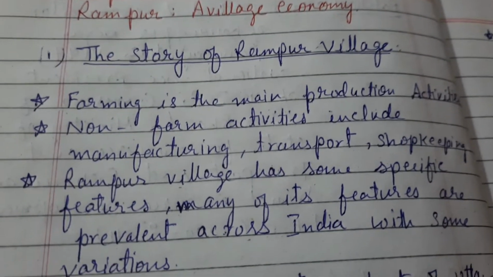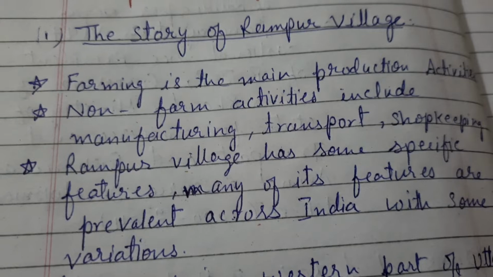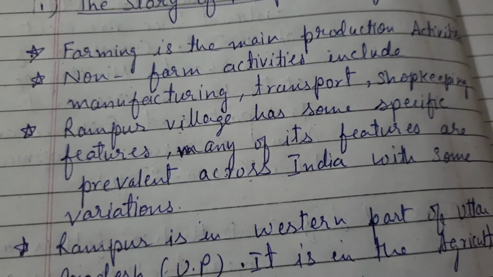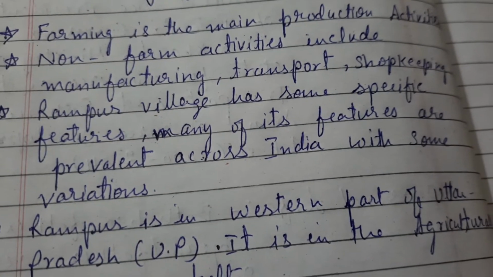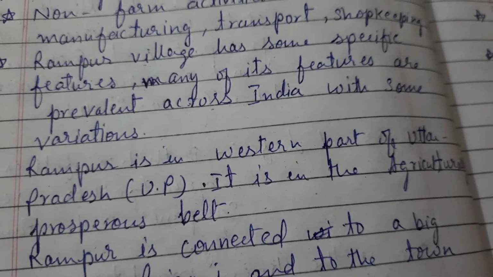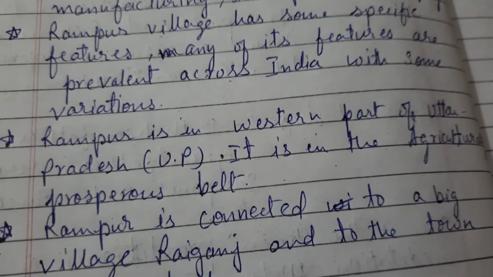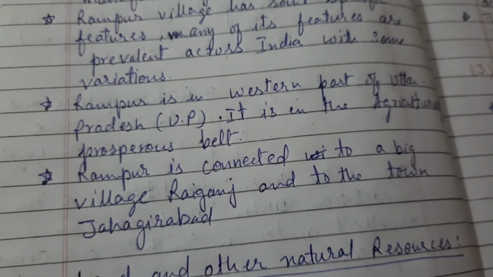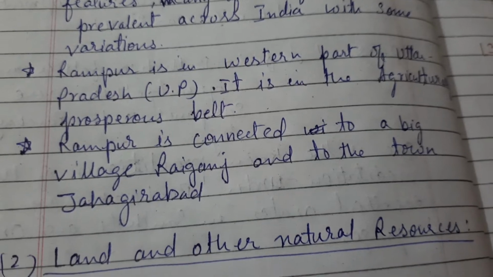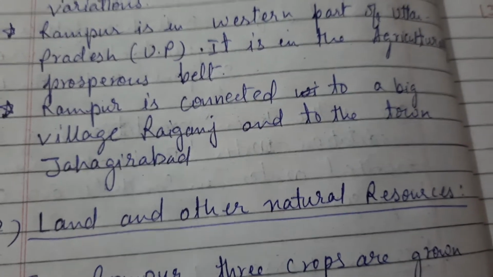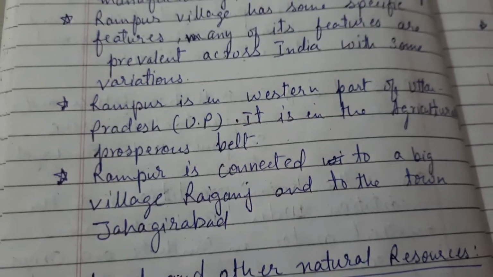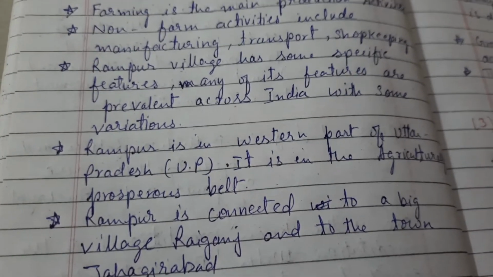The story of Rampur we have summarized into small points: farming is the main production activity, and non-farming activities include manufacturing, transport, shopkeeping. Rampur village has some specific features. Many of its features are prevalent across India with some variations. Rampur is in the western part of Uttar Pradesh. It is in the agriculturally prosperous belt. Rampur is connected to a big village Raiganj and to a town Jahangirabad. So in this way we have summarized this topic about Rampur.